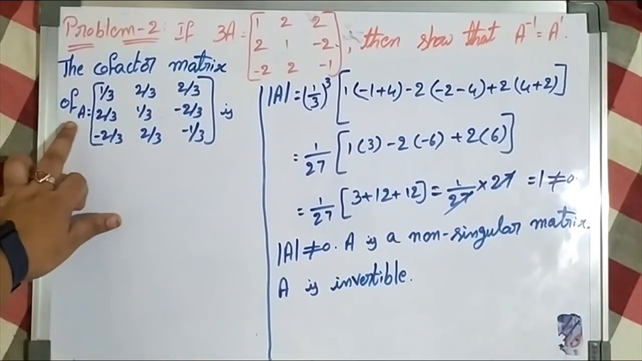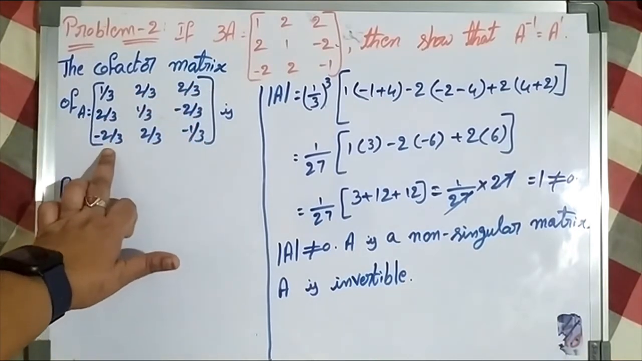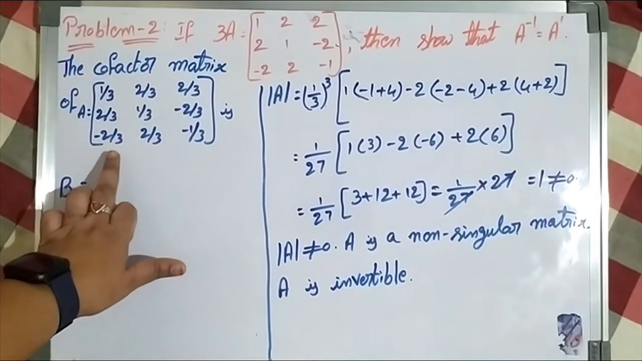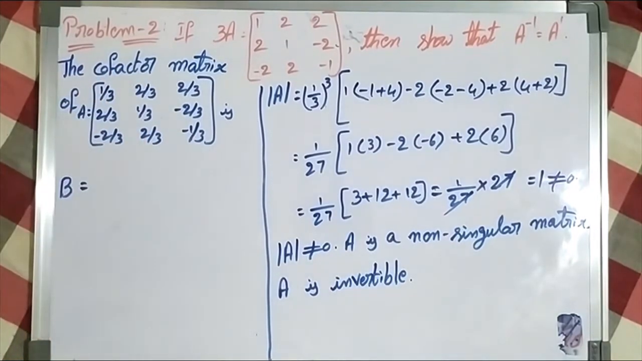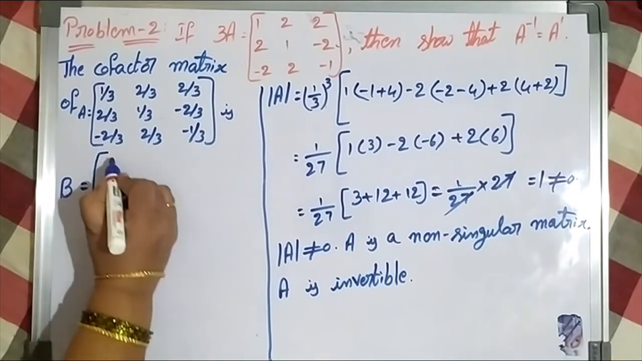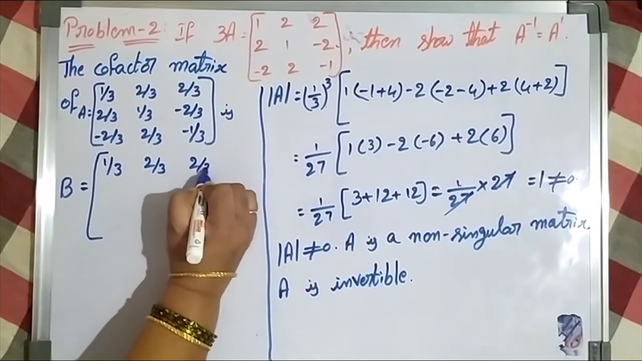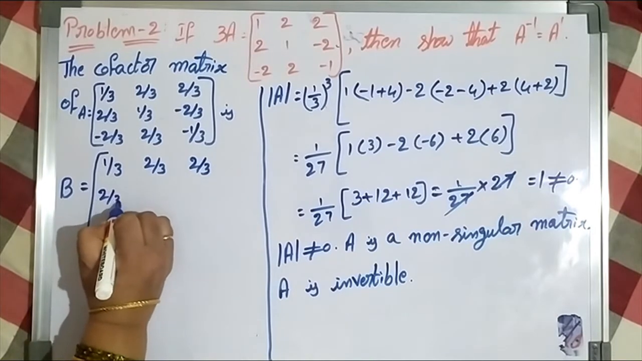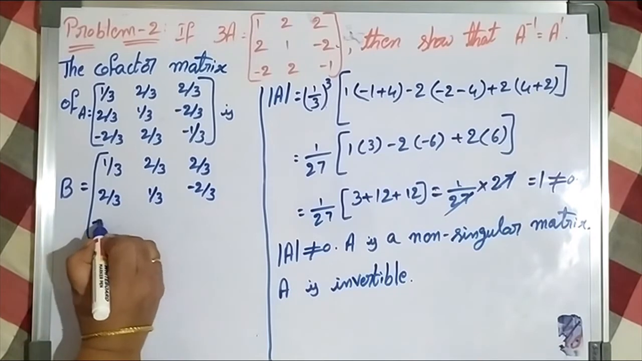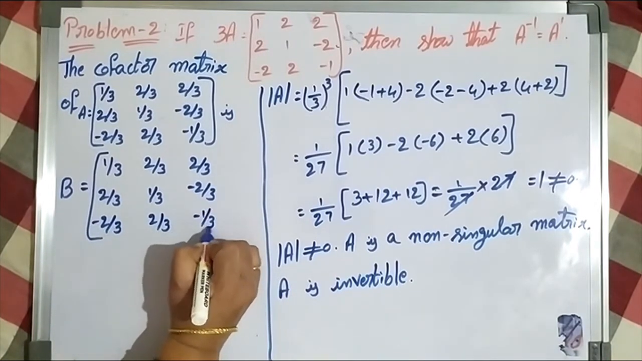The resulting matrix A equals [1 by 3, 2 by 3, 2 by 3; 2 by 3, 1 by 3, -2 by 3; -2 by 3, 2 by 3, -1 by 3]. We can calculate the cofactor matrix of this matrix. The procedure is the same as in previous problems. Then the cofactor matrix is [1 by 3, 2 by 3, 2 by 3; 2 by 3, 1 by 3, -2 by 3; -2 by 3, 2 by 3, -1 by 3].